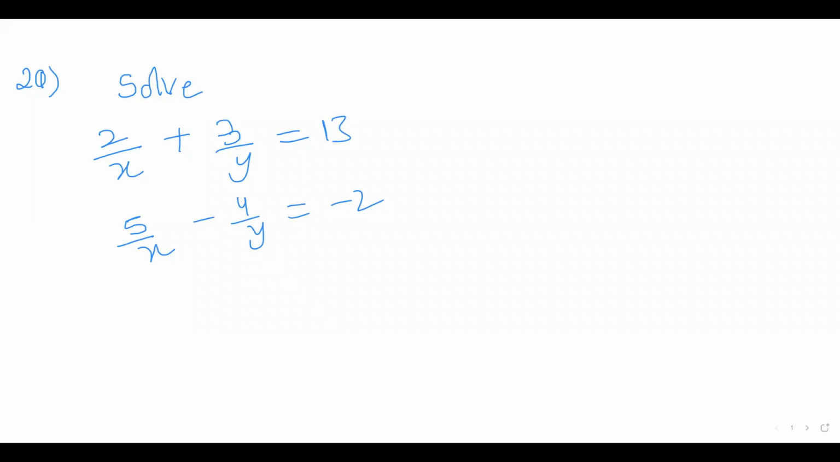So here again, they have given us two linear equations, but you notice that in the denominator, you are having x and y.